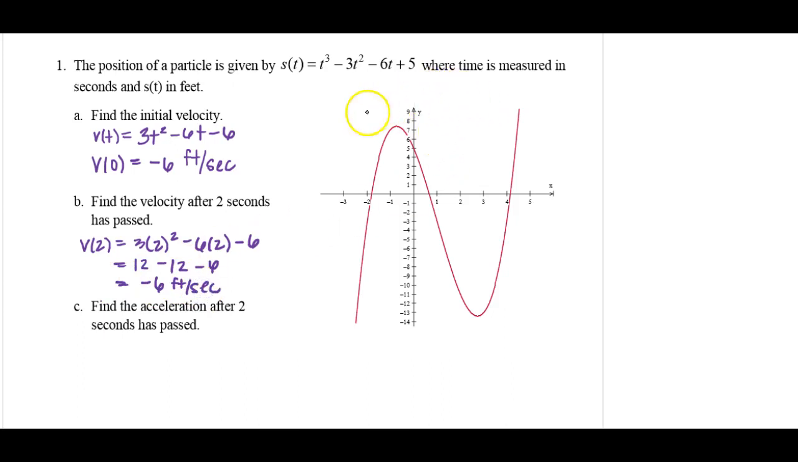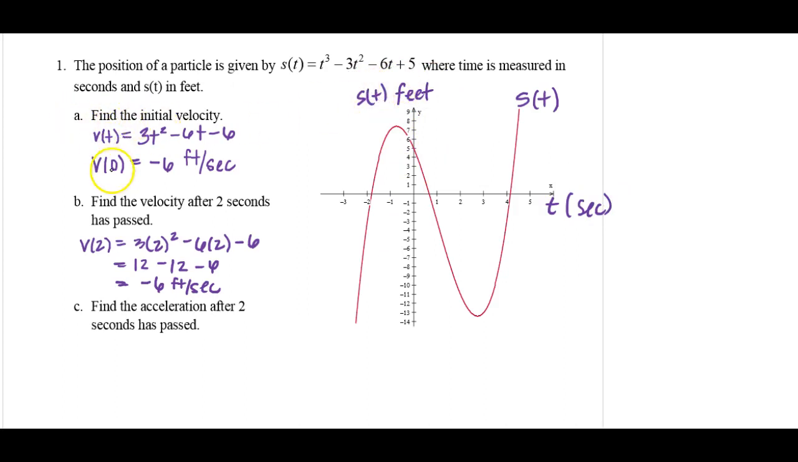So I haven't introduced this image yet. This image represents the position. This is s of t. So this is t cubed minus 3t squared minus 6t plus 5, graphed out on an xy plane. So the units or the labels are incorrect here. This should actually be my time axis, where time is in seconds, and then the vertical axis is going to be in feet, because this represents my s of t, my position.